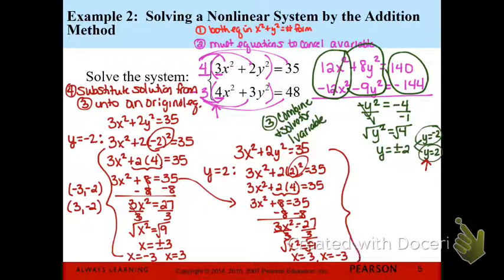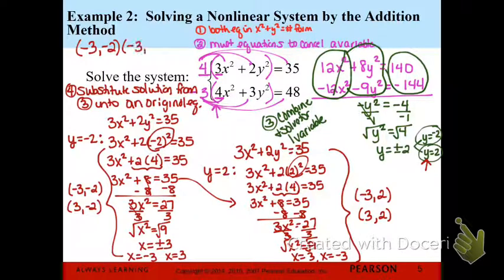And so on this side here, we found when x is negative 3, y is positive 2. And when x is positive 3, y is also positive 2. And so we have 4 answers here.